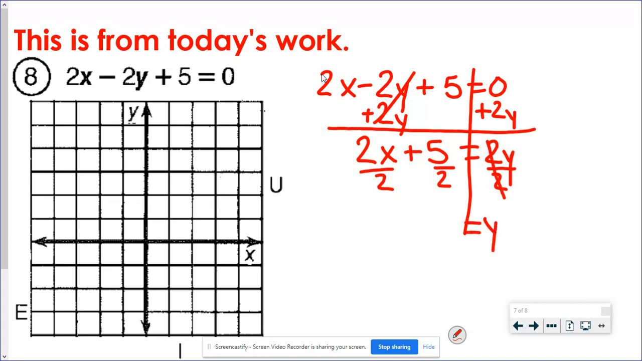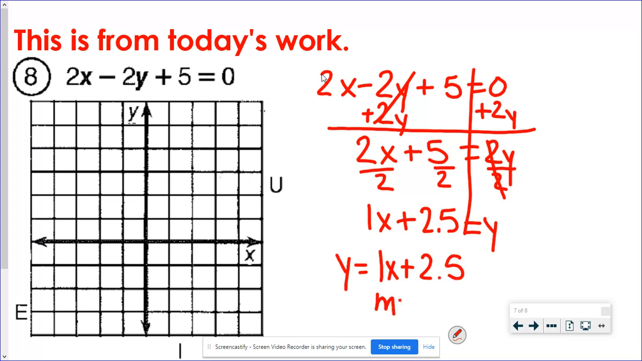So 2 over 2x, that's just 1x. 5 over 2, now this isn't a slope. I don't need a fraction here. That's the y-intercept. 5 divided by 2 is 2.5. This is really the reason that I picked this problem. The y-intercept isn't a whole number, which is not typical for us, right? If I would rewrite this now so it looks like slope-intercept form, I'm going to get y equals 1x plus 2.5. My m is 1, or 1 over 1. My y-intercept is 2.5. So we got to think about where that 2.5 is.